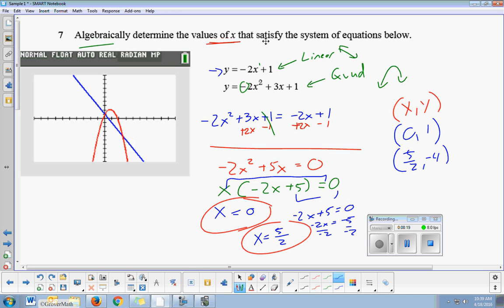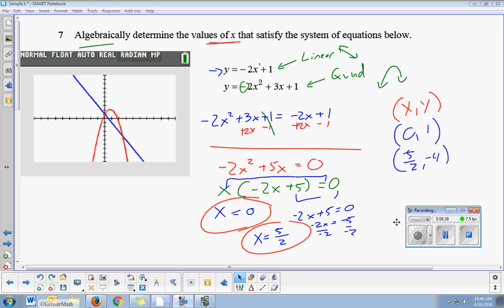So pretty easy compared to the majority of our Algebra 2 sample Regents questions, but an important one. It's got some good algebra concepts in here of setting equal, a little bit of factoring, solving, and so important things to know that everybody should be able to do when they are about to take an Algebra 2 Common Core Regents exam. All right, that's it for sample 7.